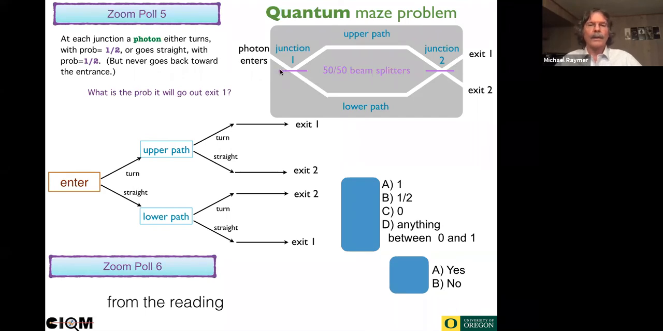It looks like an interferometer. I have two beam splitters here. Each one is a 50-50 beam splitter. So if a photon hits that beam splitter coming from the entrance, it can either reflect with 50% probability, or it can go straight. So it can turn or go straight. And the same thing here, it can go straight or turn. Okay, what is the probability it will go out exit one?